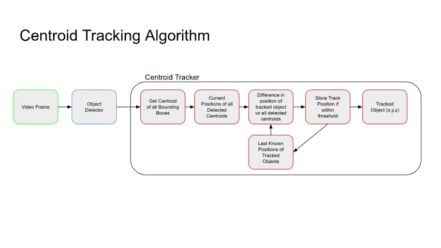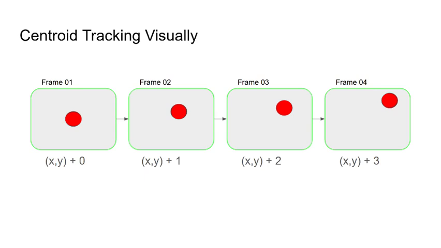So this is more visually explained. You have a video frame coming in. You have a detector. You're getting a centroid of all the bounding boxes inside that frame, getting current positions, taking differences, and basically looping over that. That will give you a tracked object X, Y, Z. And visually, you have an object moving, and this is what you're trying to track, getting a position output.